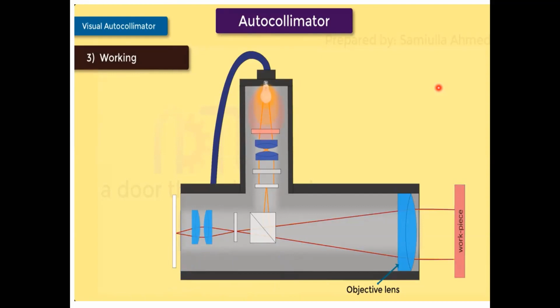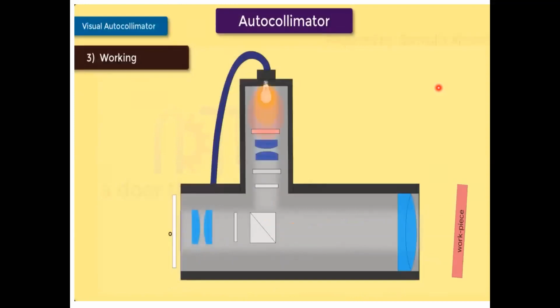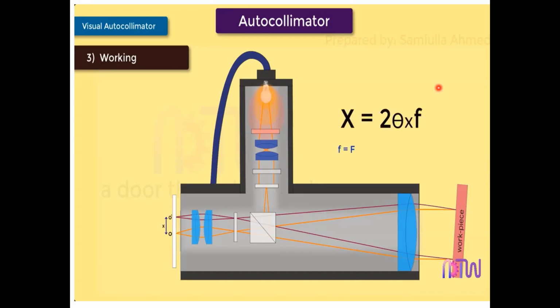Let us consider this point to be O. Suppose the workpiece surface is at angle theta, then the beam of light will be reflected back at an angle 2 theta. Therefore, the reflected beam of light will fall at a different point. Let us consider this point to be O dash. By knowing the distance between O and O dash, which we have denoted by x, and by knowing the focal length of the lens, we can use this relationship to find out the angle theta. This is the working of autocollimator.